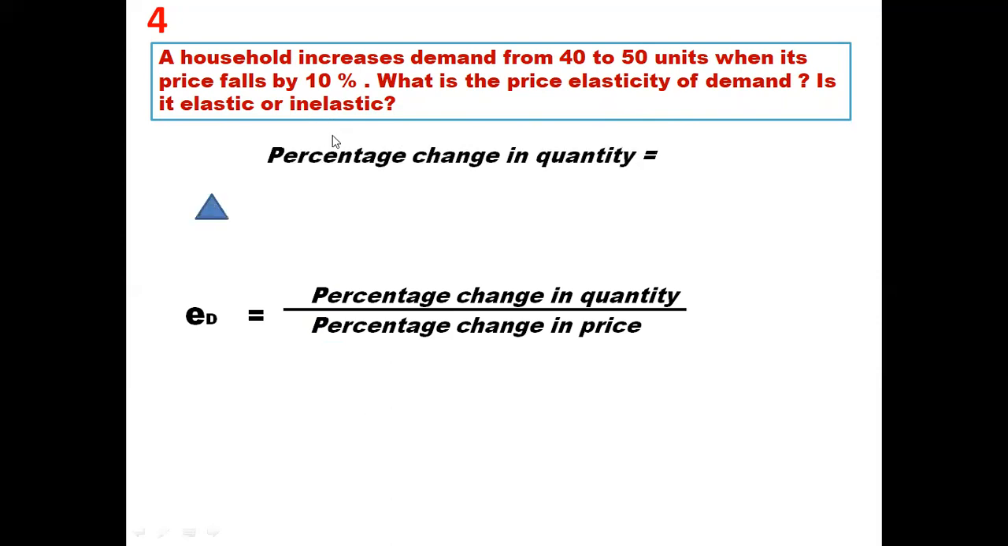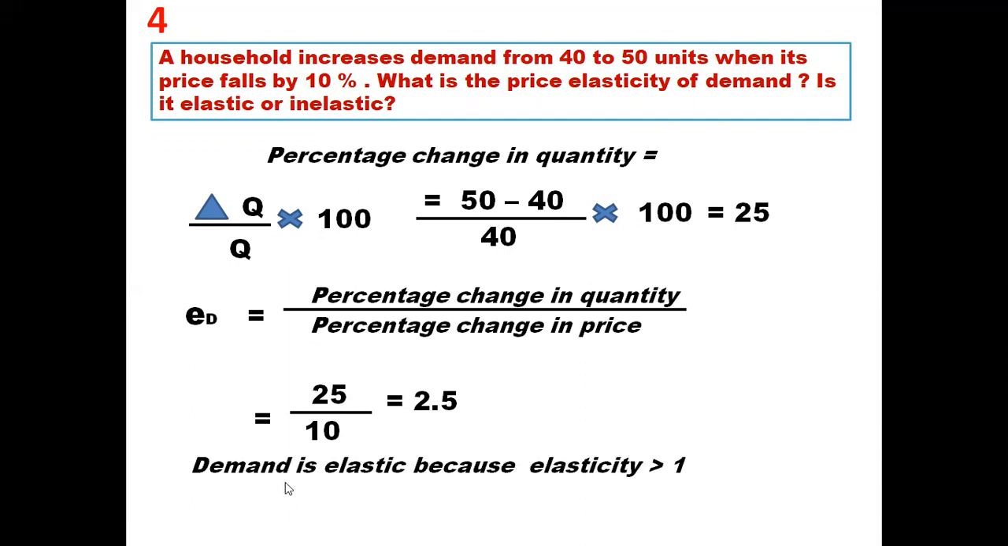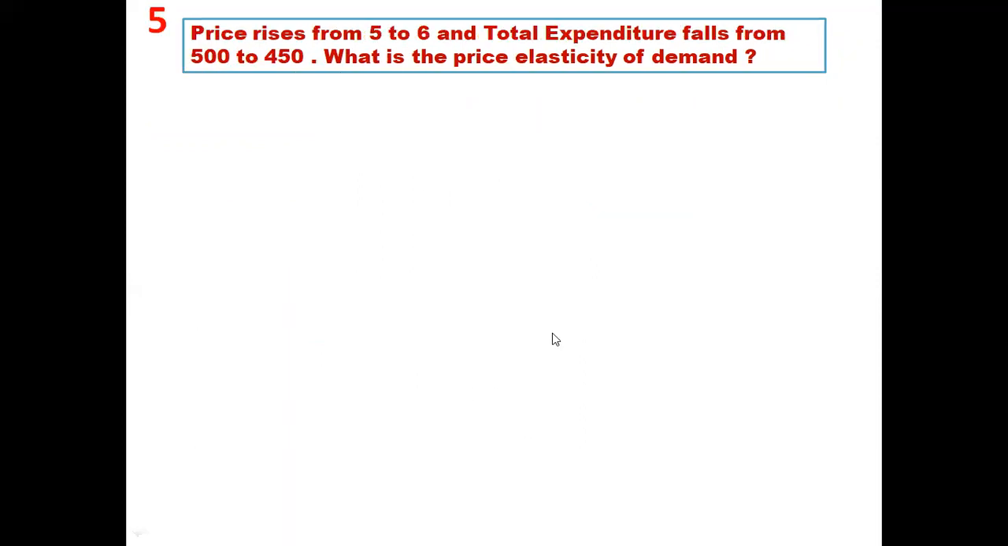So percentage change in quantity, del Q, equals 50 minus 40 by... the formula is del Q by Q multiplied with 100. So del Q is 50 minus 40 divided by initial quantity 40, multiplied with 100, which gives us 25. The percentage change in quantity, we have found it. Percentage change in price is 10%. So elasticity of demand is 2.5. Now demand is elastic because elasticity is greater than 1. 2.5 is greater than 1, therefore demand is elastic.